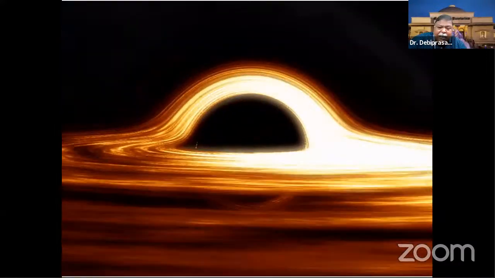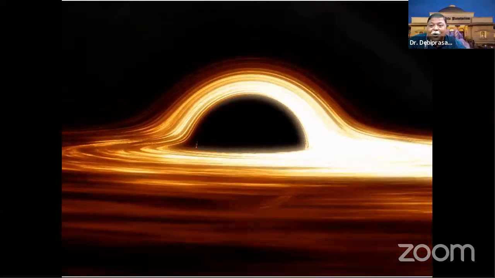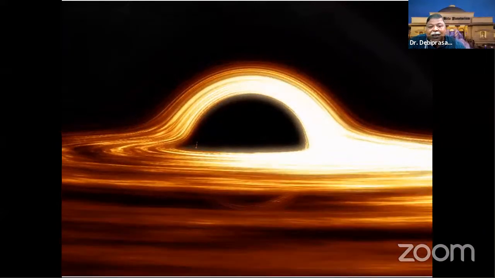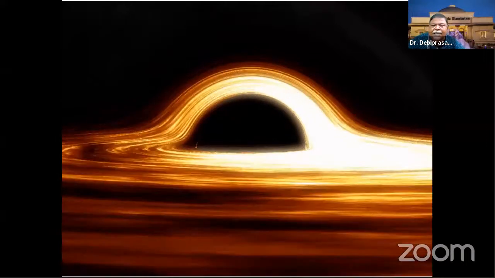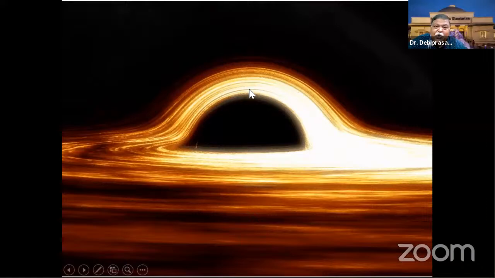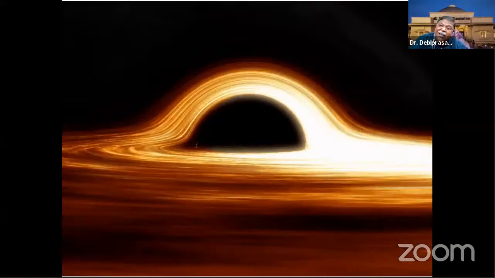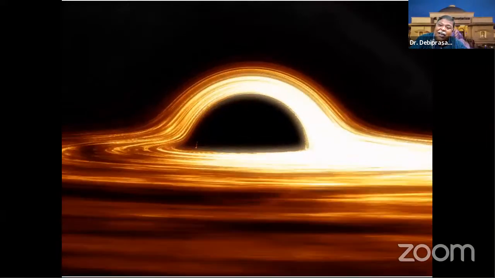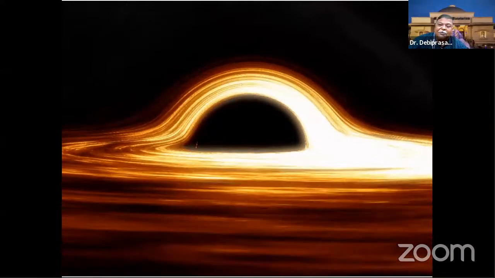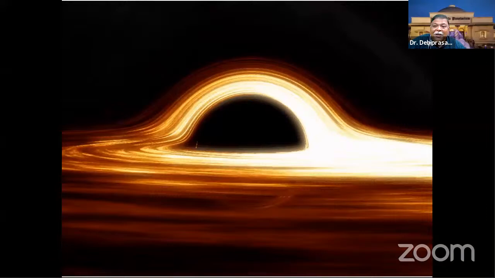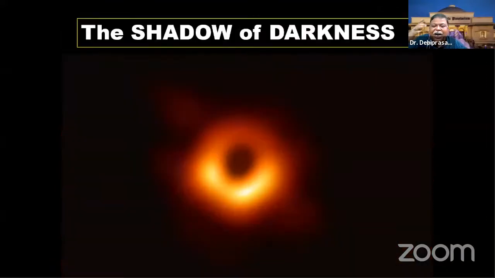And this is a shot from the movie Interstellar, which told us how the black hole will look like. You see the accretion disk, but you see this top arch. This is actually the part of the accretion disk on the backside. But because the space is so bent, because of a phenomenon called gravitational lensing, you are seeing that as well. And lo and behold, just a year back, the shadow of darkness, the accretion disk region of a supermassive black hole in a distant corner of the universe called M87, a huge galaxy, was found.